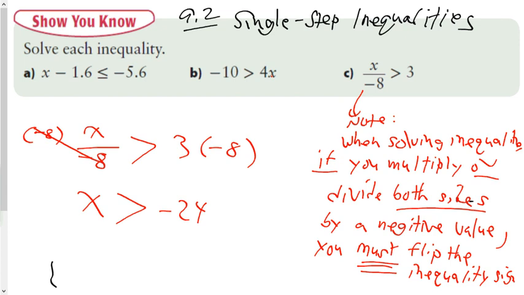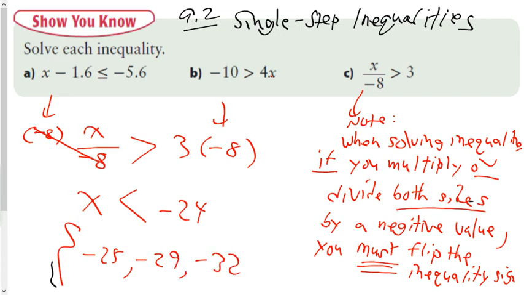Okay, you must flip the inequality sign. Because I multiplied both sides by negative 8, the rule says in order to actually make that inequality work, you have to flip your sign over, and then every value will be correct. So here, if that's true, then any value less than negative 24, so negative 25, negative 29, I'm going to choose negative 32, etc. Those are all values that are less than negative 24.